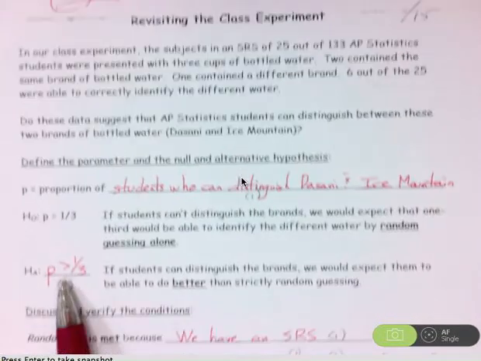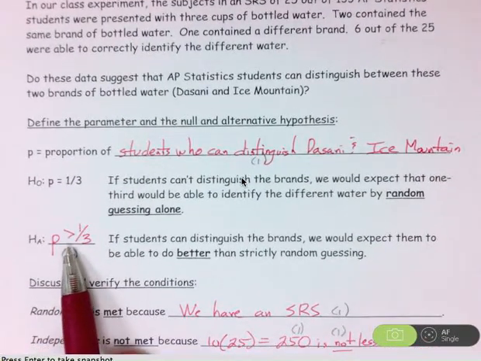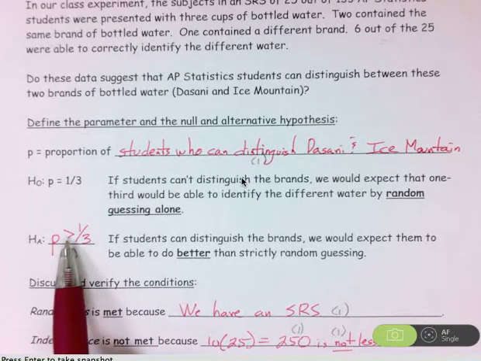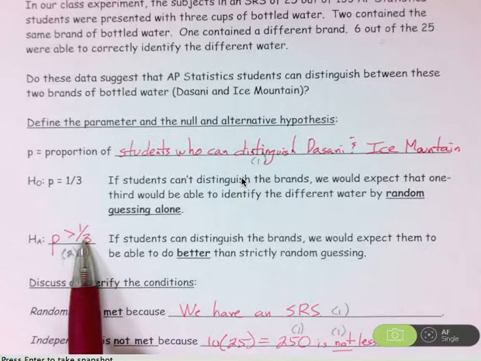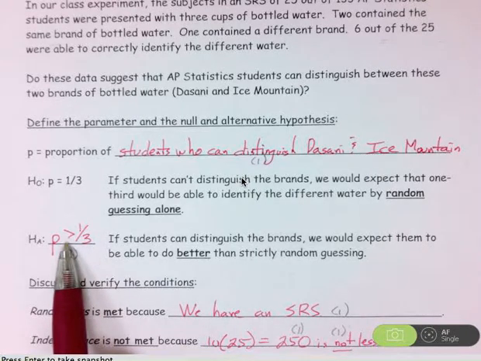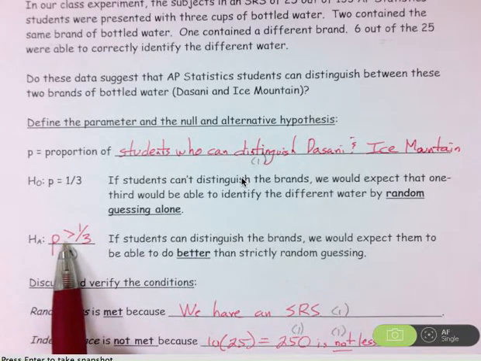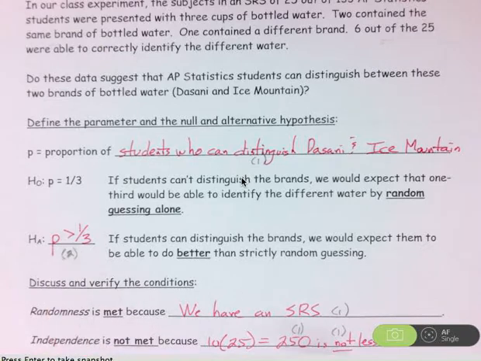The alternative hypothesis value should be P is greater than 1/3 because we're interested in doing better than strictly random guessing. So I gave you a point for having the P and the greater than, and then a point for using that parameter of 1/3. There were a few people that wrote greater than or equal to. Really, it should be strictly greater than. The equal to is the null hypothesis, but if you did that, I just scratched out the equal to.